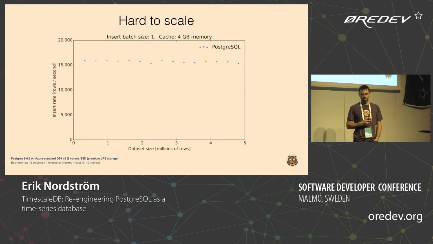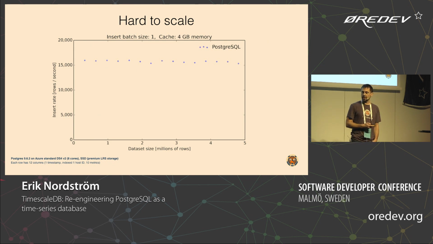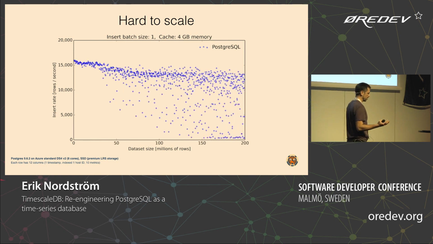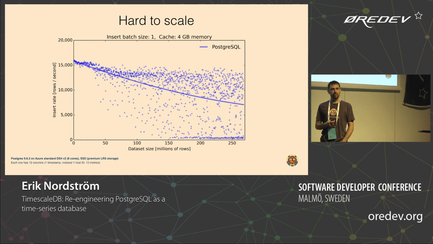But we need to solve a problem here. So relational databases are hard to scale, and TimescaleDB is built on Postgres, which is a relational database. So there's a fundamental problem here. So we ran some experiments to insert a lot of time series data into a regular Postgres instance. And this is what happens. We start out with like 15K rows per second. But after a couple of hundreds of millions of rows of data, performance quickly degrades, to the point where it eventually becomes really, really bad.